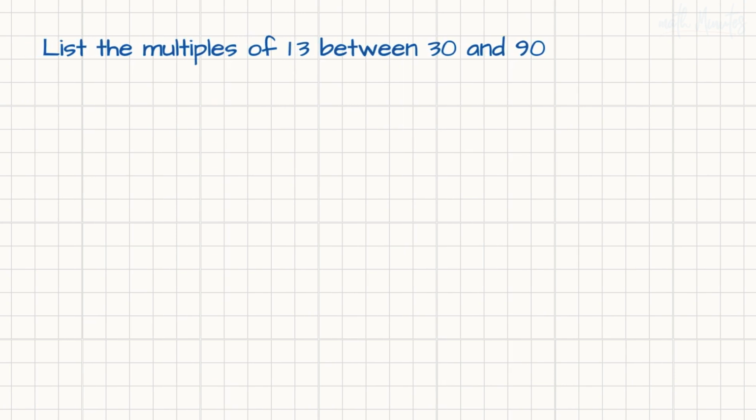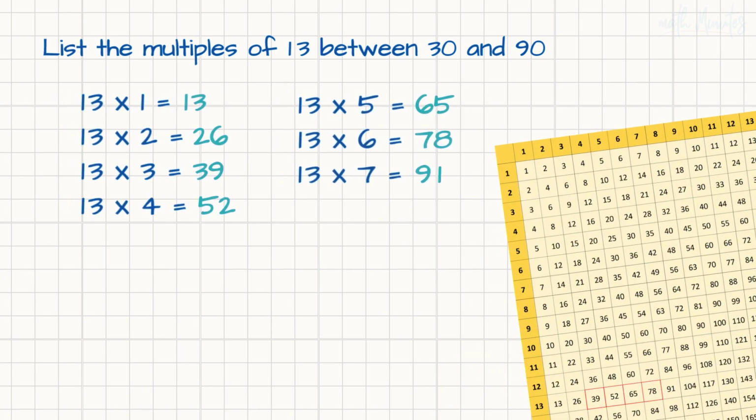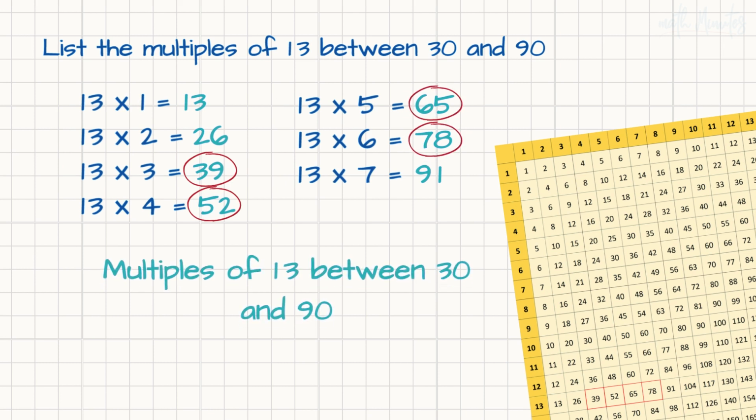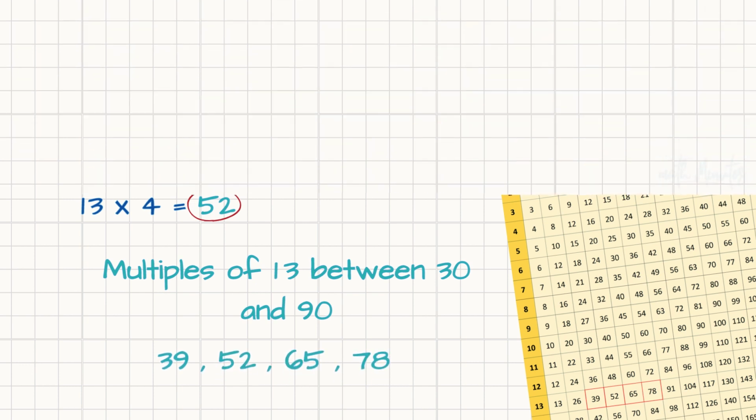Let's work on another example and list the multiples of 13 between 30 and 90. If we work through the 13 times table, we find that the numbers 39, 52, 65, and 78 are multiples of 13 that are between 30 and 90.